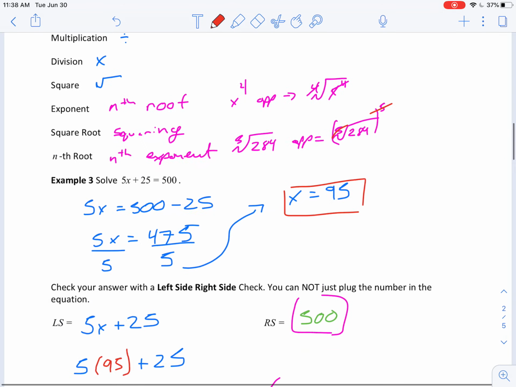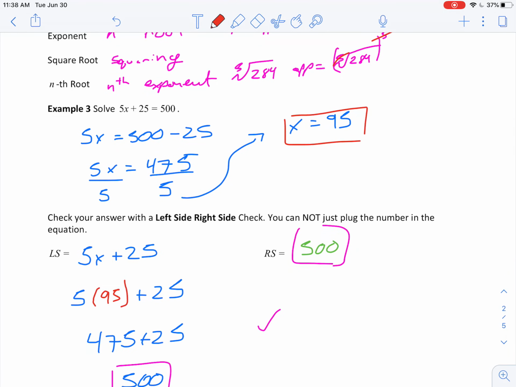So, quick example, solve. So I need to find the value of the variable. 5x plus 25 is equal to 500. Well, I need to isolate x. What's happening to it? There's a 25 being added to it, so I need to take that away. What I do to one side, I have to do to the other. So this becomes 5x, but on the right side, it becomes 500 minus 25.